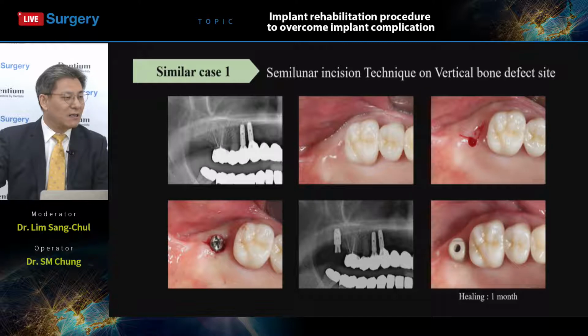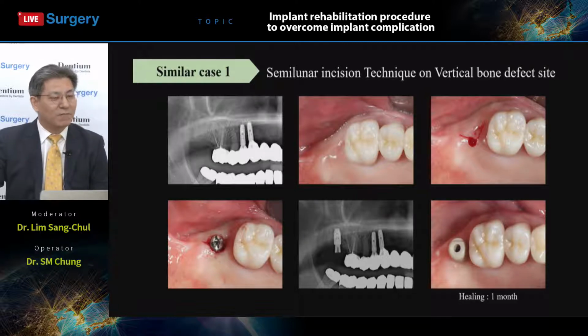Okay, let's see this similar case. This similar case is easier to understand for today's Dr. Zhang's live surgery. First, number 17 area, the same as today's surgery case. Make a small semilunar incision, a minimal incision and detachment, then drill, implantation, and that's it. Connect with healing abutment, no suture.